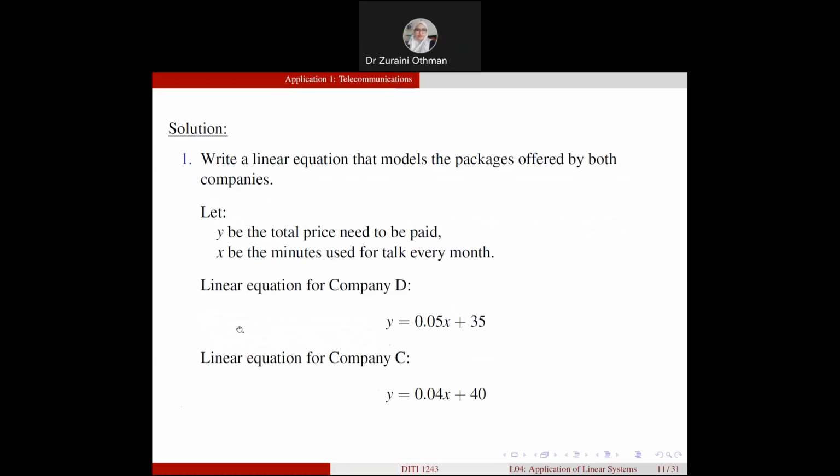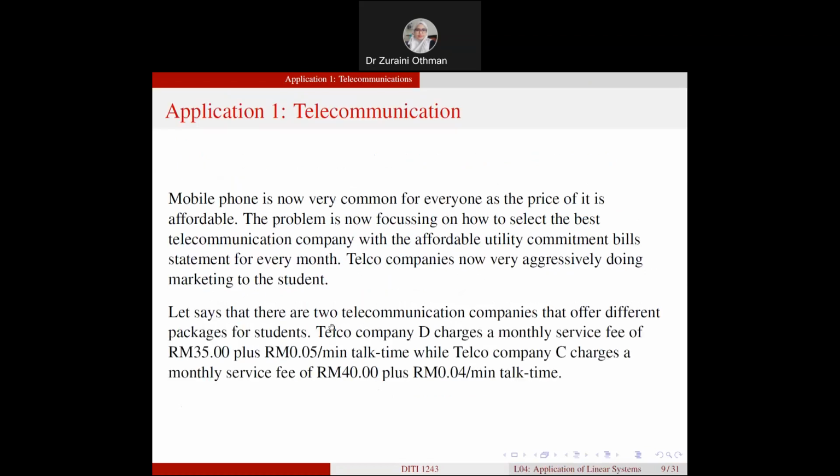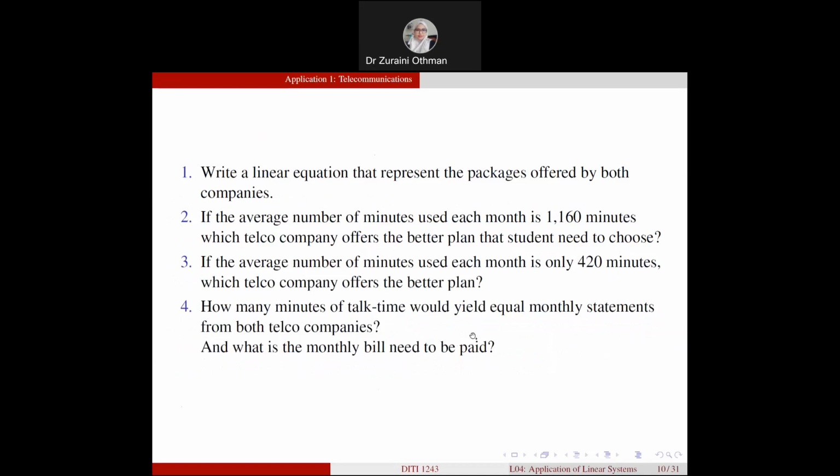Okay, yang pertama, dia suruh tulis linear equation that represents the package offered by both companies. Okay, look back at the question. Dia kata, telco company D charge monthly service fee of RM35 plus 5 sen per minute talk time. While tiada dua telco kat situ. Yang ni pula RM40 dengan 4 sen per minute talk time. Okay, now how can we write the linear equation?